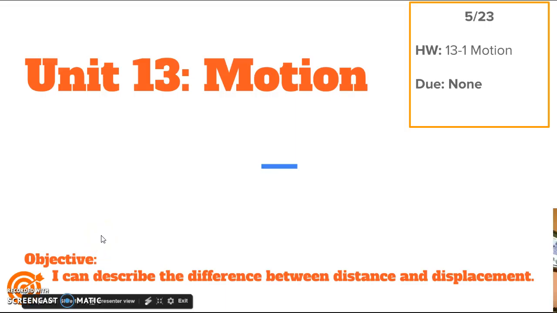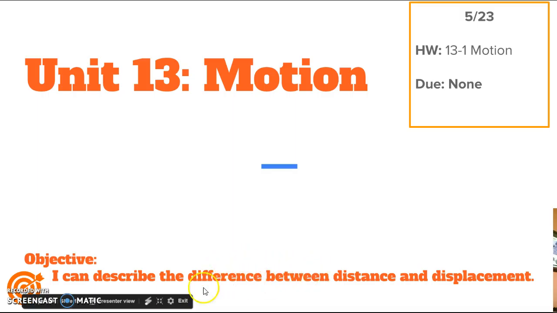For this lesson, we're going to be talking about motion. This is an introduction to our unit. Today we're going to talk about distance and displacement. Tomorrow and the next days we'll be talking about speed and velocity, eventually talking about acceleration and deceleration. And we'll be finishing up this unit talking about Newton's laws, his first, second, and third laws of motion.